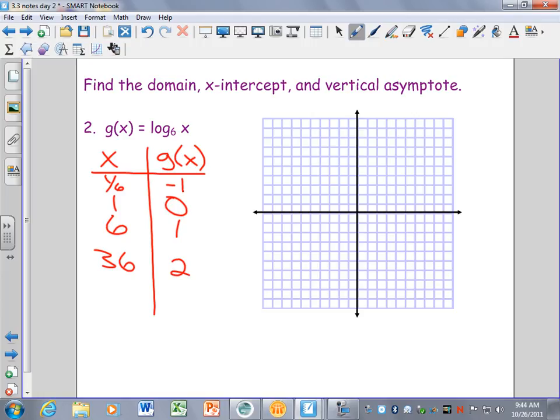I don't want you to make a graph that goes to 36, but I want you to keep that in mind when you graph it. Your graph is not going to reach 2 on the y-axis until x is at 36. That means the bigger your base, the slower that graph is going to increase. So when I graph this, 1/6, negative 1, that's really hard to graph. 1, 0, I always have this x-intercept here. 6, 1, it's not going to get up here to 2 until 36, which is really far away.